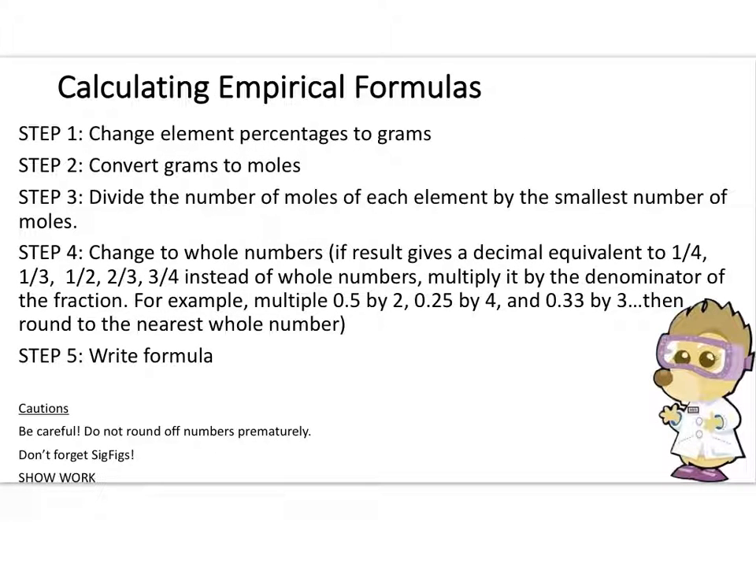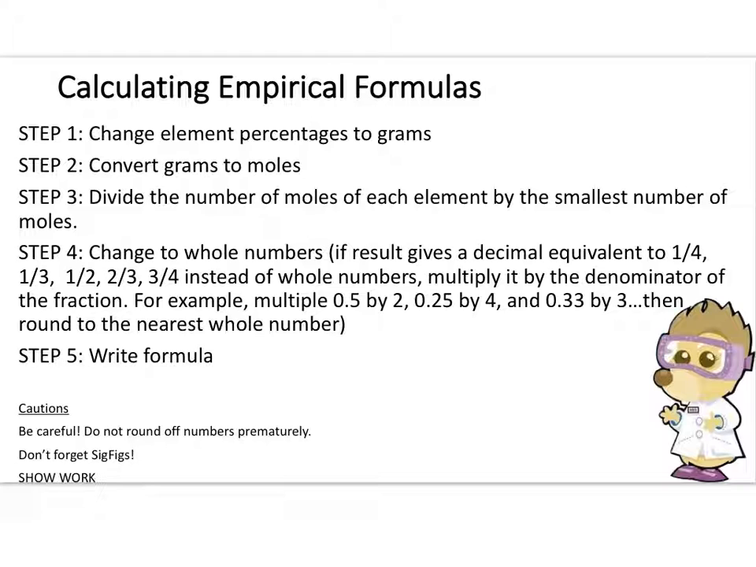So when we calculate empirical formulas, the first thing we want to do is change the element percentages to grams. The problem is going to give you those percent compositions, and we're going to change those to grams. Then we're going to convert those grams into moles using the conversion factors that we practiced a few assignments ago. Next, we'll divide the number of moles for each of the elements by the smallest number of moles that we calculated in step 2.